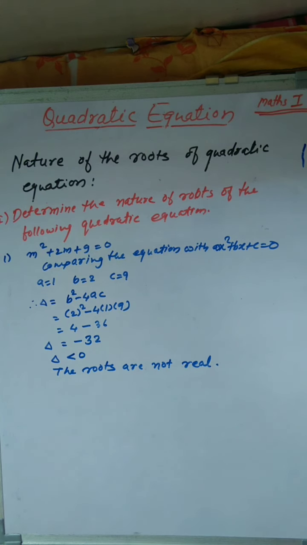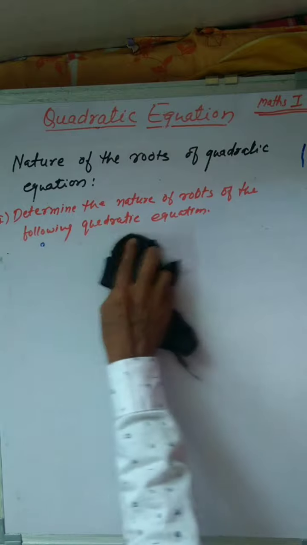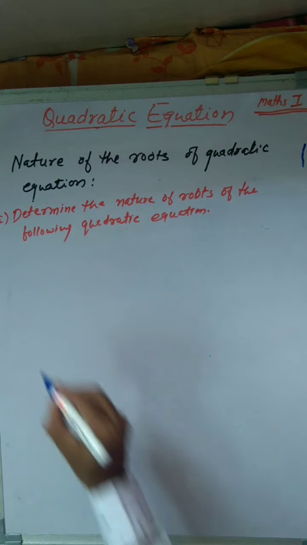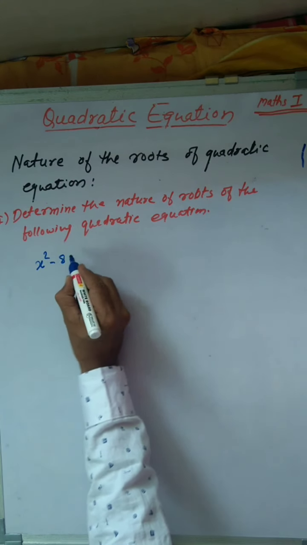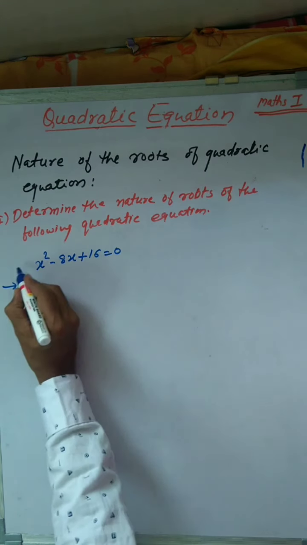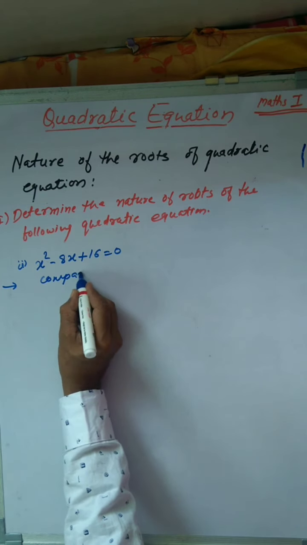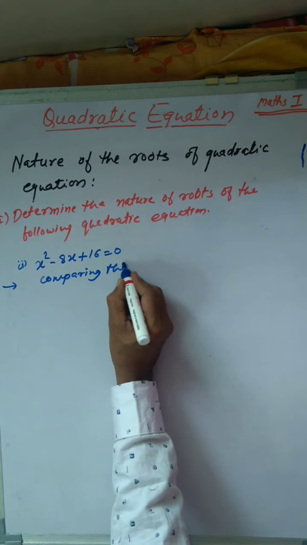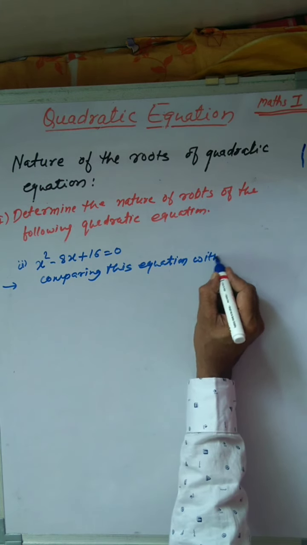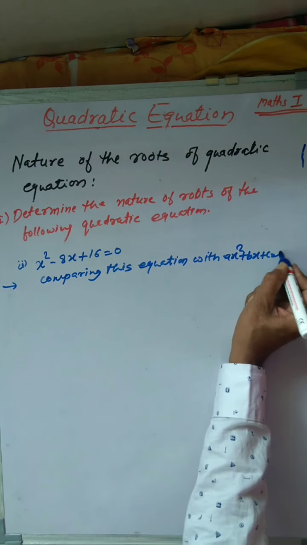We see another example here. x square minus 8x plus 16 is equal to 0. Compare this equation with ax square plus bx plus c is equal to 0.